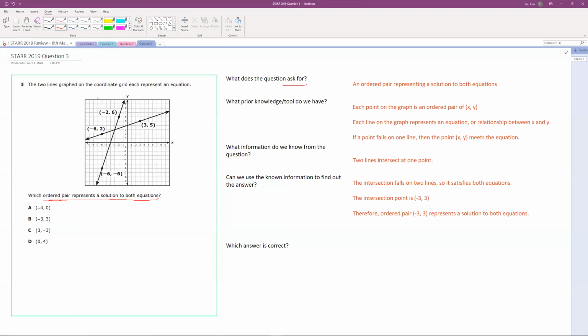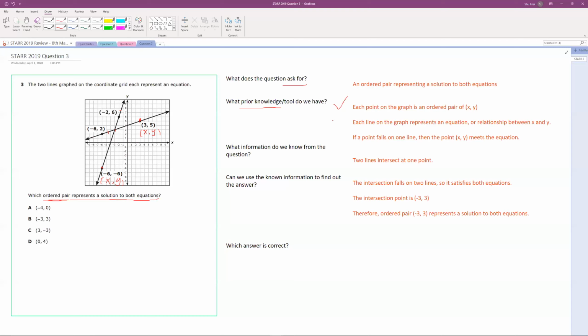With a coordinate grid, we have to know the prior knowledge that we have learned. First, we know that each point on the graph is an ordered pair of x and y. Say for this point, x is 3 and y is 5. So it is an ordered pair. And for this point, x is -6 and y is -6. So any point represents a pair of x and y.